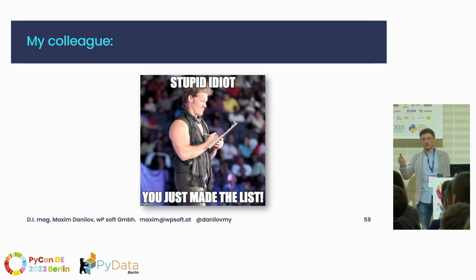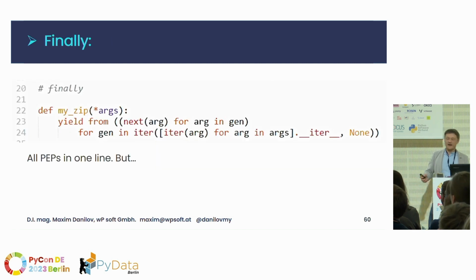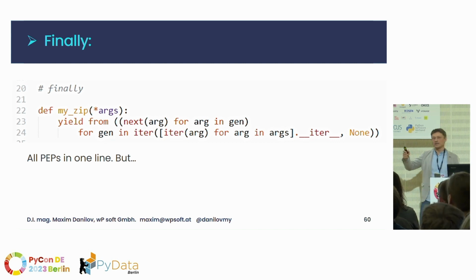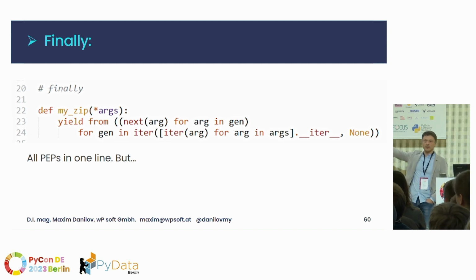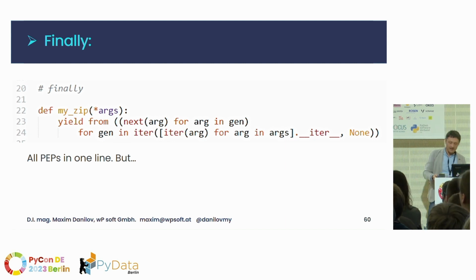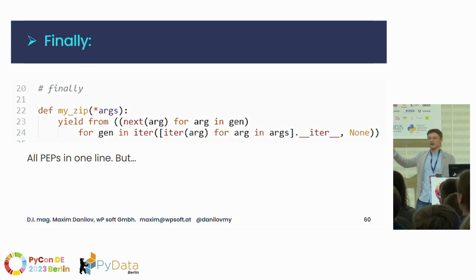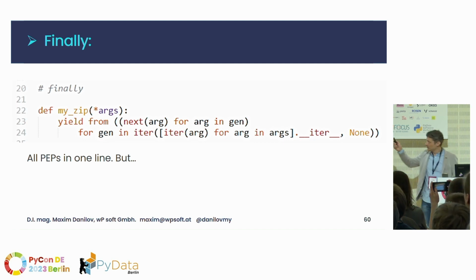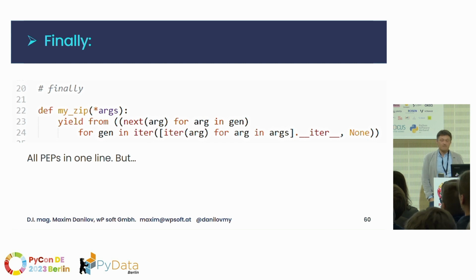My colleague thinks I'm not right, and finally I created this line. This is only one line, works like zip in Python, but without tuple, and with all the PEPs which I already mentioned. All the PEPs you can find there, and here you can also find close and generator stop iteration. But the last, final version doesn't contain it, but it works. Really, it works in our project.